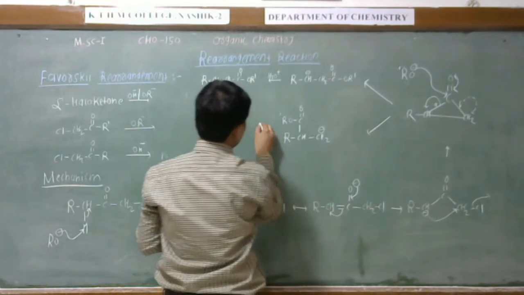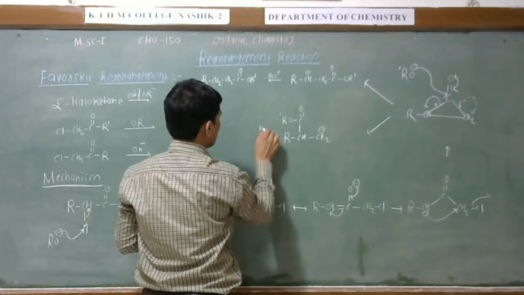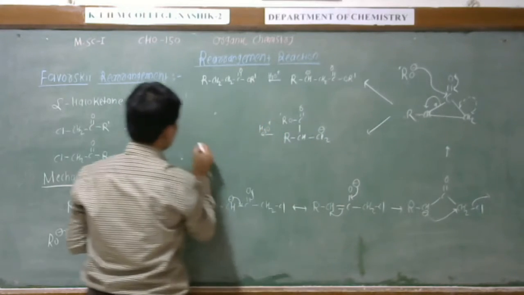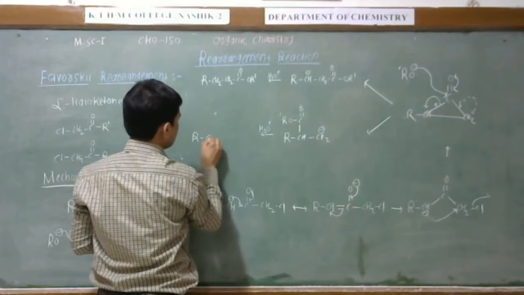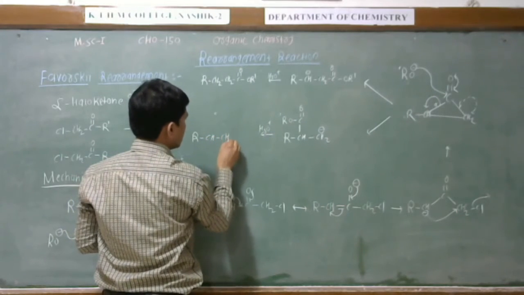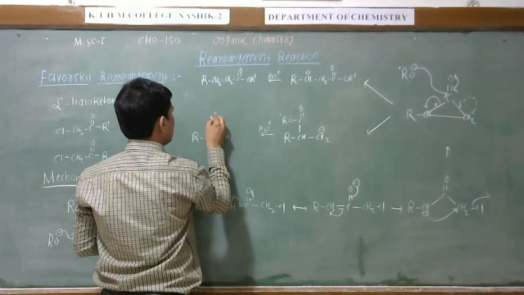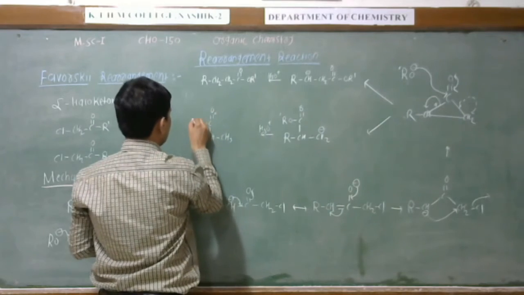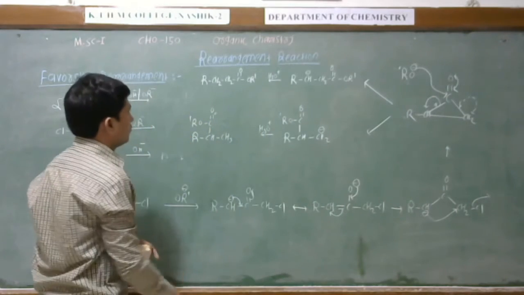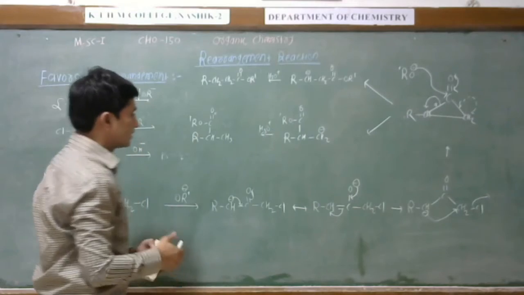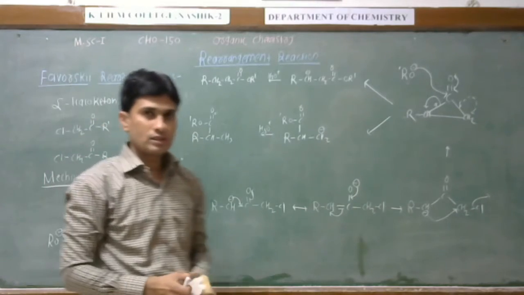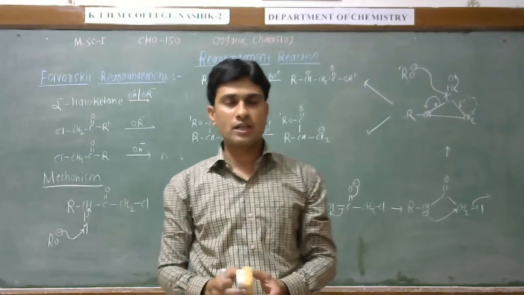Now after the protonation, there will be formation of the product. This is R, CH, CH3, and this is C double bond O, and this is the OR dash. So both are in the ester form here. So this is the mechanism of the Favorskii rearrangement.